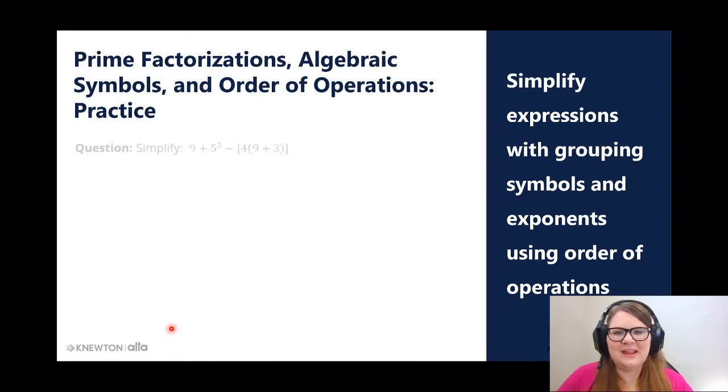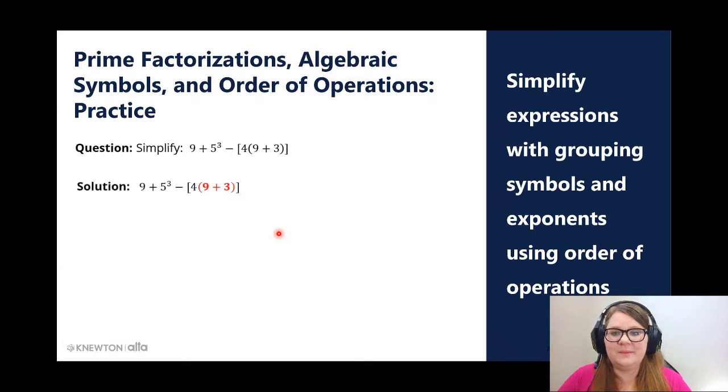All right, let's try one more. In this one, what do we simplify first? Well, we're going to look at the innermost parentheses. So parenthesis, parenthesis, 9 plus 3 is 12. Then we are now working inside the brackets, which is going to give me 4 times 12, which is 48. Notice that this minus sign gets carried down.